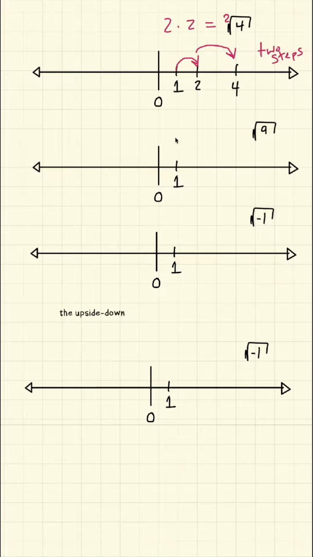This equation doesn't make sense. Ignore that. Then we'll try this with 9, and we say how many steps to go from 1 to 9. It takes 2 steps. So the square root of 9 is 3. Again, ignore that equation. It doesn't make sense.